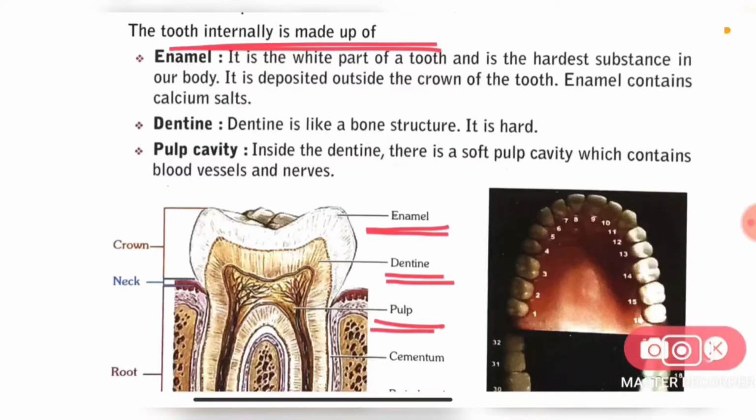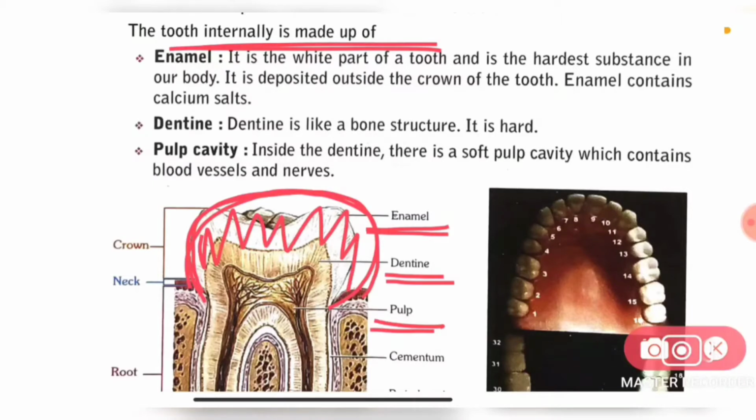Now what is it? Normally the white part of the tooth is called the enamel, যেটাকে আমরা বলতে পারি it is the covering of the crown. ক্রাউনের যেটা কভারিং হয়, that is called the enamel. So you can see that this white part is called the enamel part. It is also the hardest substance in our body. আমাদের শরীরে যতগুলো হার্ড সাবস্টেন্স আছে, among them it is the hardest substance.